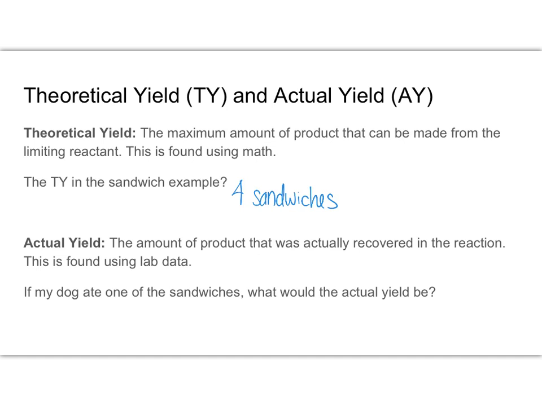Our actual yield is the amount of product that was actually recovered in the reaction. This is found using lab data, or on your worksheet, it'll be the amount that is actually recovered. If my dog jumped on my counter and ate one of the sandwiches, what would the actual yield be? 3 sandwiches, because the dog ate one, which means I have 3 sandwiches left to work with.